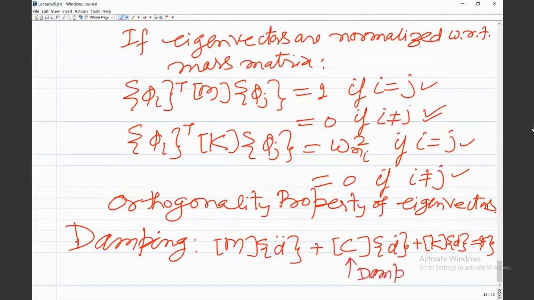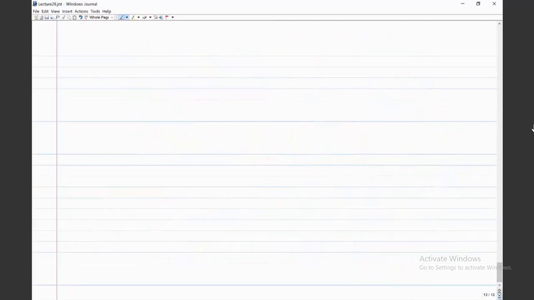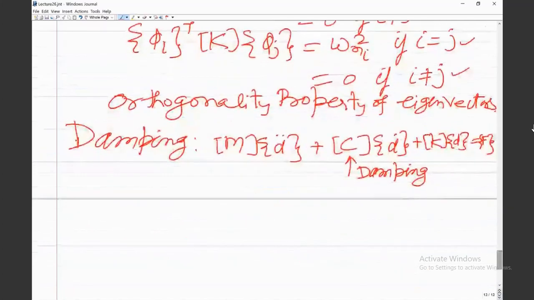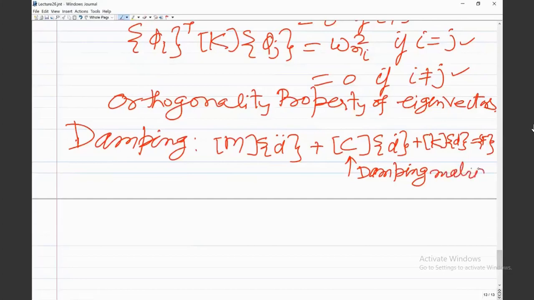Now how do we get this? As I said, if you are using a viscoelastic constitutive relation, then the damping would be included automatically in that, so you don't have to worry about including a separate damping matrix C. But if you are using an elastic constitutive relation, there is always inherent damping in the system. To model that damping, you have to include this damping term. So this C is known as the damping matrix. Now, how do we model this? How do we get this damping matrix?